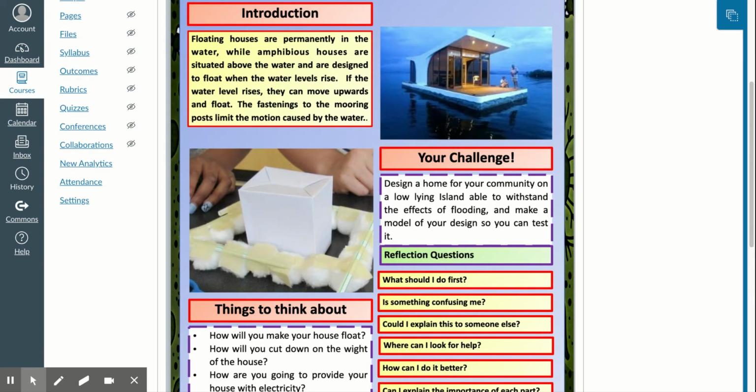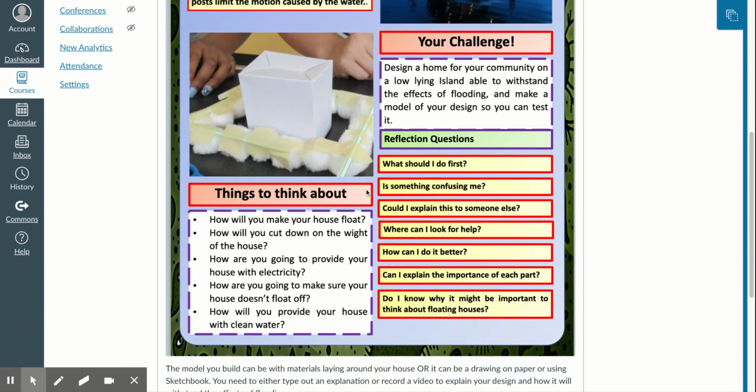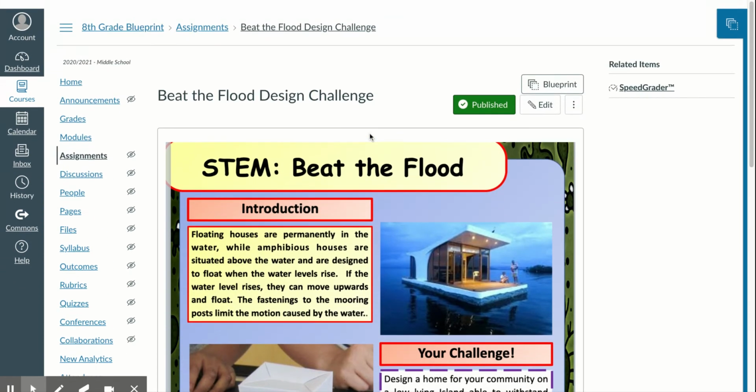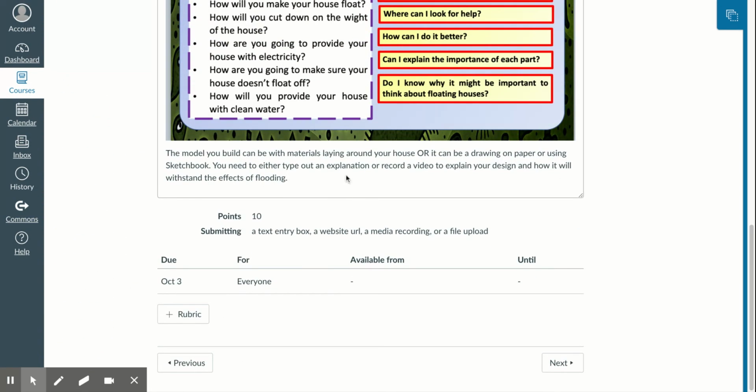You can use materials around your house like cardboard, popsicle sticks, cotton balls, straws, things like that. If you don't have any materials at your house and you don't know what to use, you can create a virtual design using Sketchbook. So you can also make a drawing, but you do need to explain how it will withstand the effects of flooding. So I do have the directions here.